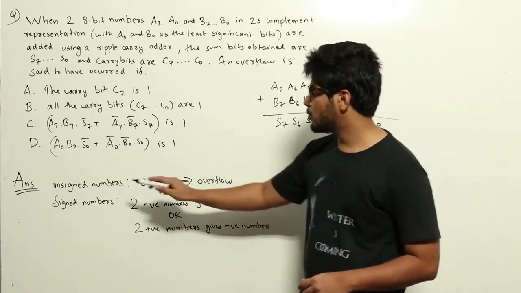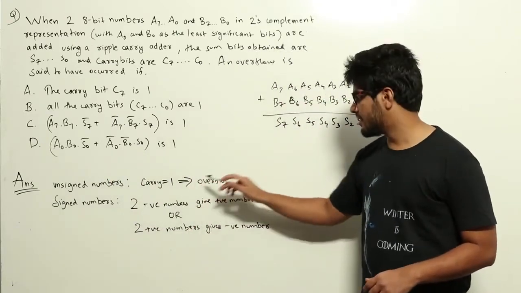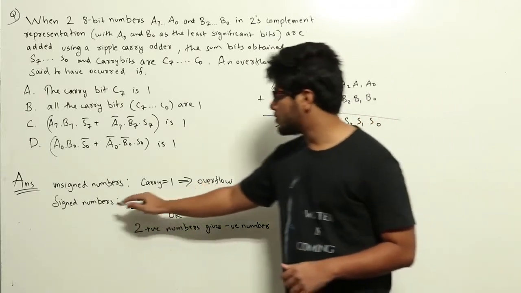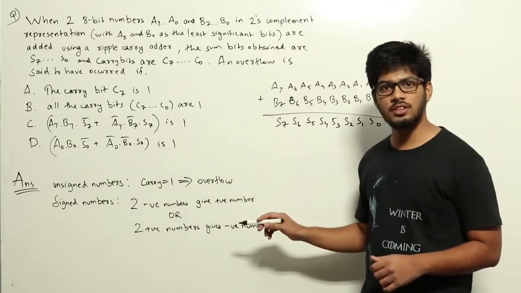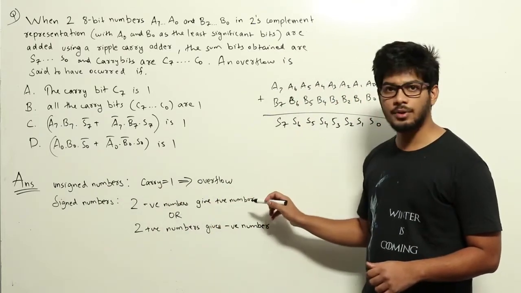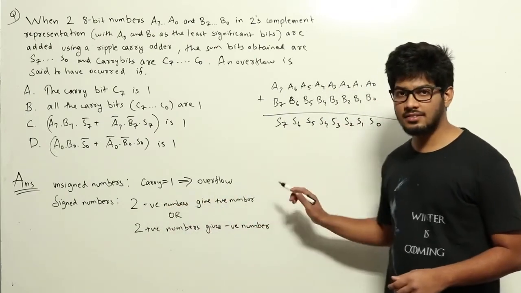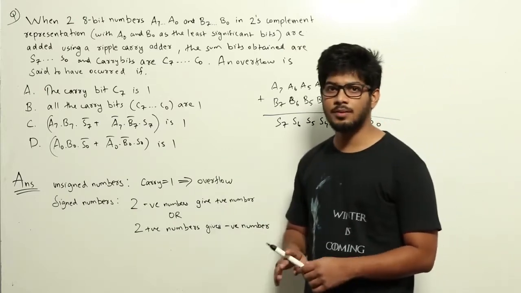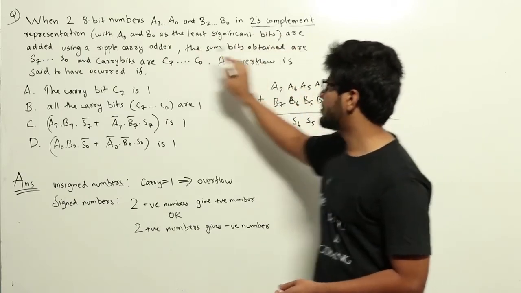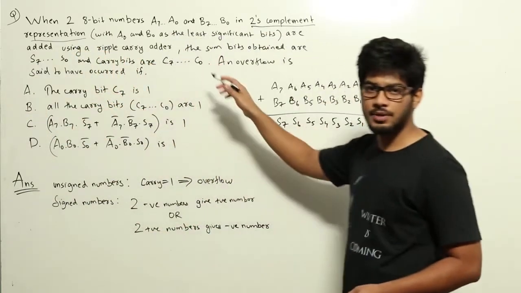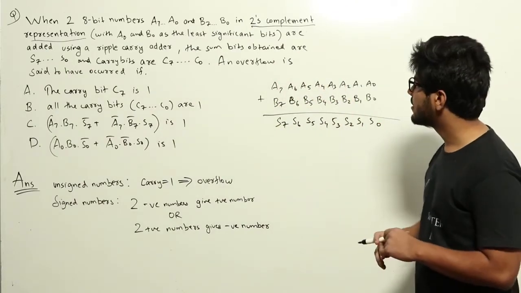So if you are adding two unsigned numbers, the condition for overflow is that if carry is generated, then it means there is an overflow. But if you are adding two signed numbers, the condition is different. For signed numbers, the condition is that if you are adding two positive numbers and the final number is a negative number, or we are adding two negative numbers and the added number is a positive number, that's the condition for overflow for signed number addition. And in the question, they are giving us that these numbers are in 2's complement representation, which means that the most significant bit is the sign bit and the rest is for the number, and these numbers are clearly signed numbers.